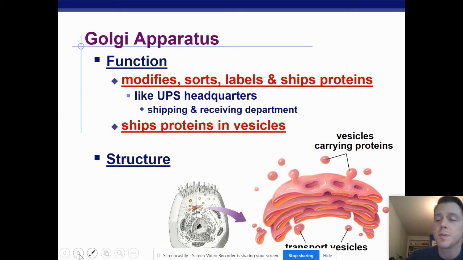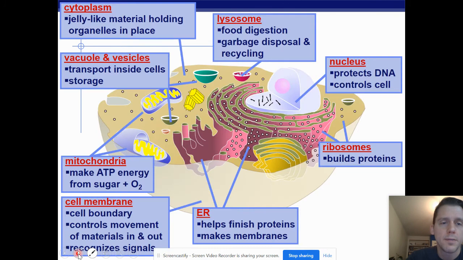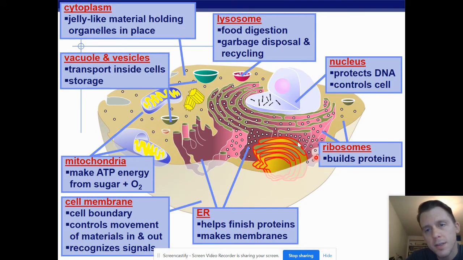So the Golgi ships proteins in vesicles, like UPS trucks, right? And the UPS trucks send it where it needs to go. The vesicles will be sent where they need to go. So the Golgi, kind of like the rough ER, looks like a stack of membrane sacs. All right, and there is the Golgi. You can see it looks similar to the rough ER, but it has its own distinct shape.